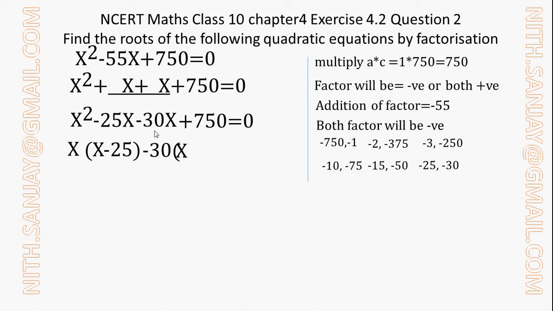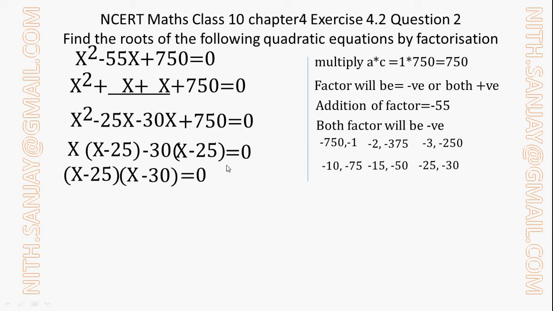Inside I will be left with x, because if I take minus 30 common from minus 30x, I will be left with x. And if I take minus 30 common from plus 750, it will be minus 25, is equal to 0. Right, now I will take this and this common, so x minus 25, and inside I will be left with this x and this minus 30. Right, so x minus 30 is equal to 0.